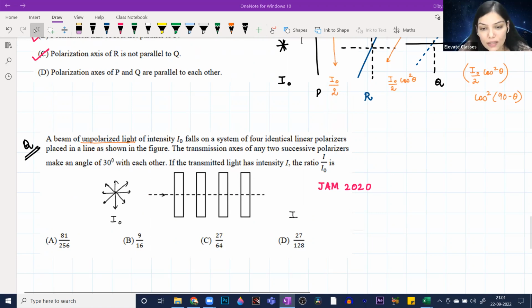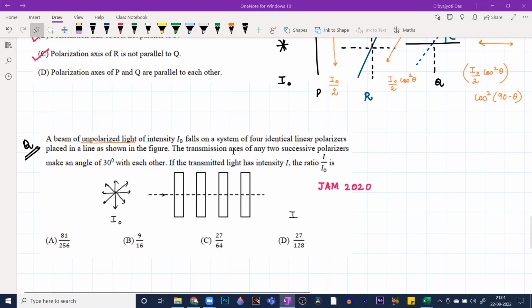Naman, your answer is correct. Mansi, your answer is not correct. Mansi, you have made the mistake. You have not done I0 by 2 after the first polarizer. नहीं किया ना मानसी? नहीं सर, हाँ नहीं किया.